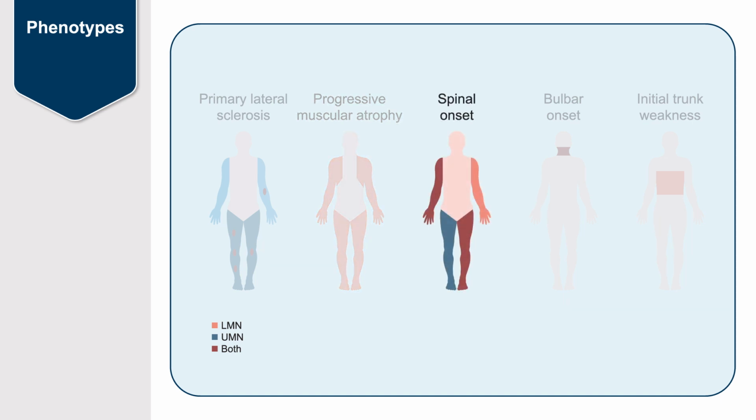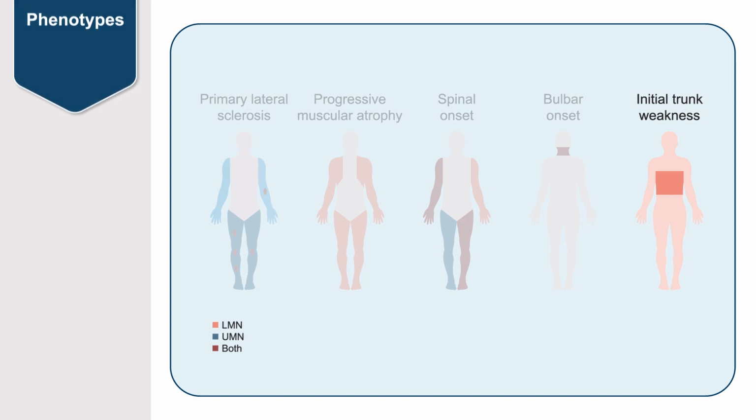Approximately 70% of patients present with spinal onset. This means that they often have an arm or a leg that's weak at the onset of their disease. About 25% of patients have bulbar onset disease, and about 5% present with initial trunk weakness or breathing difficulties as their first onset of symptoms.